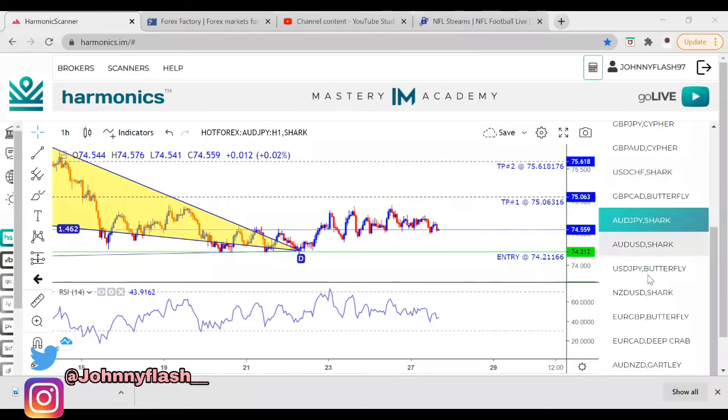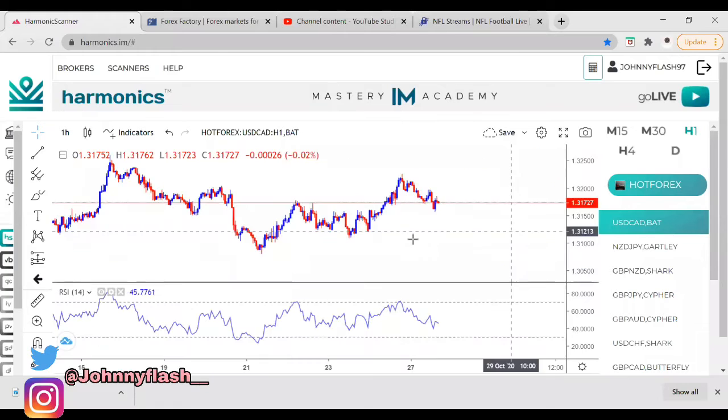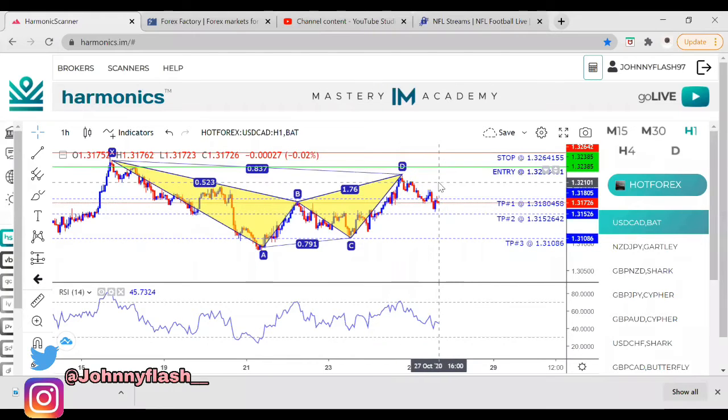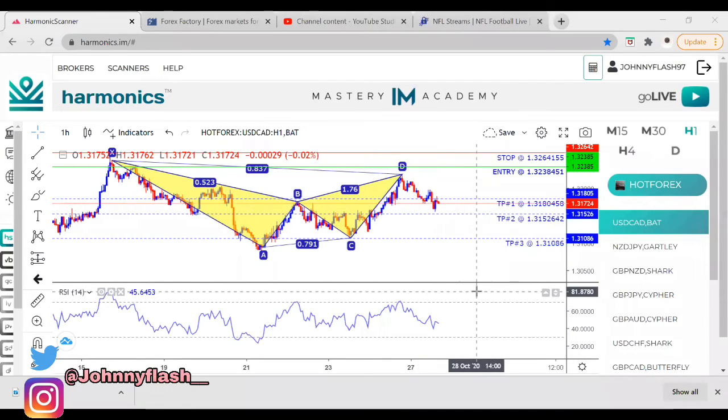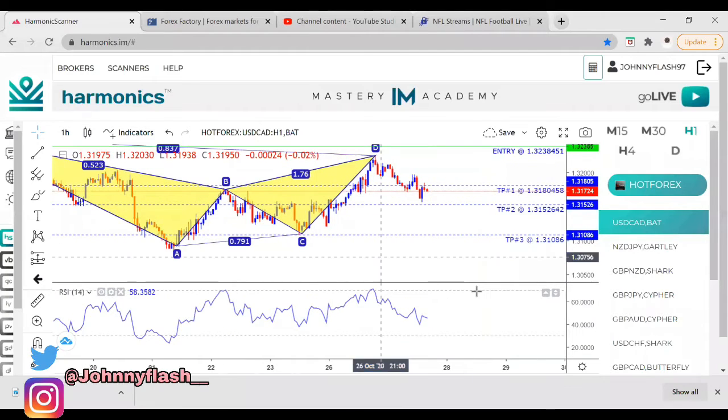Let me go over a setup that I called yesterday. There's a USD CAD, beautiful setup. So if you want to know how to use the harmonic scanner, make sure you're taking notes as I go over the scanner. This was a trade I called last night, probably around 9, I would say.